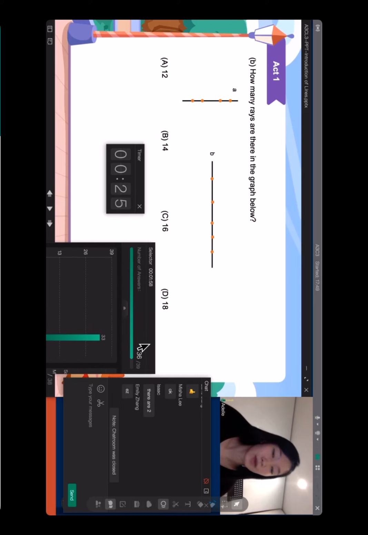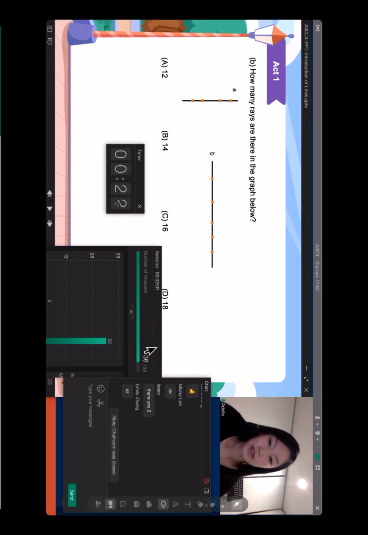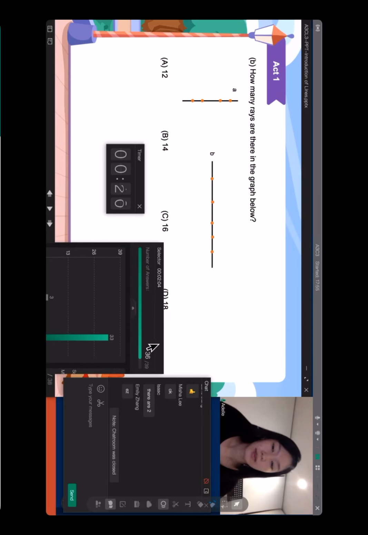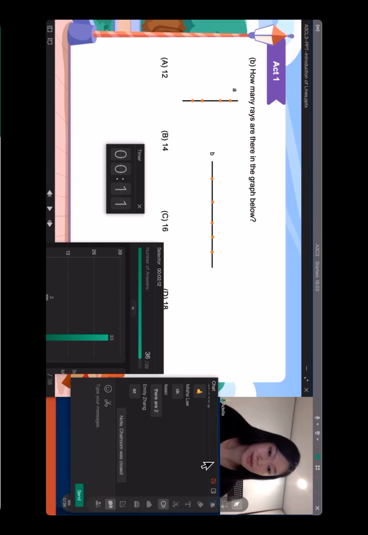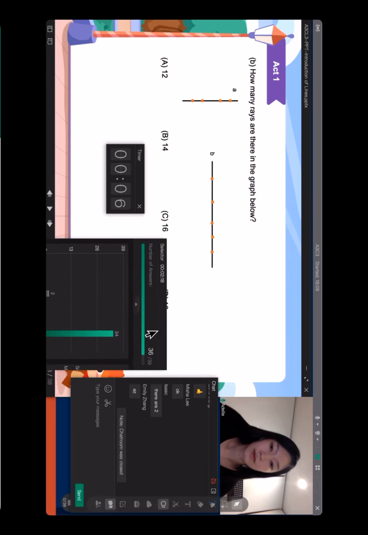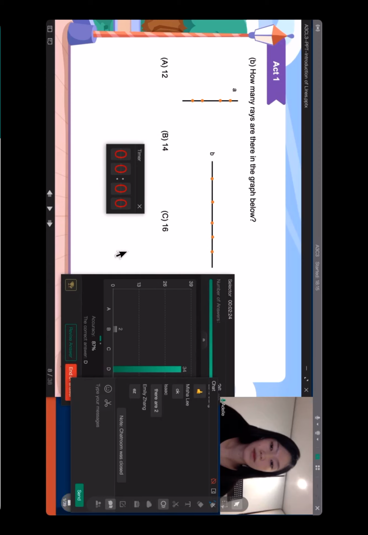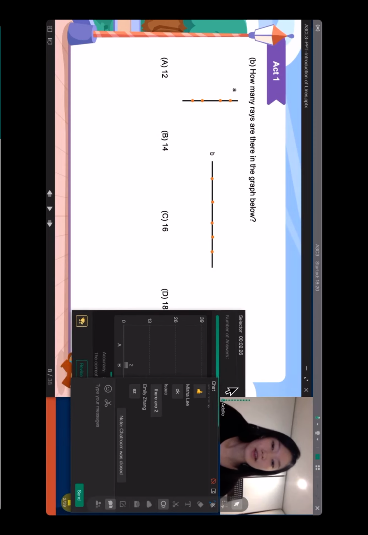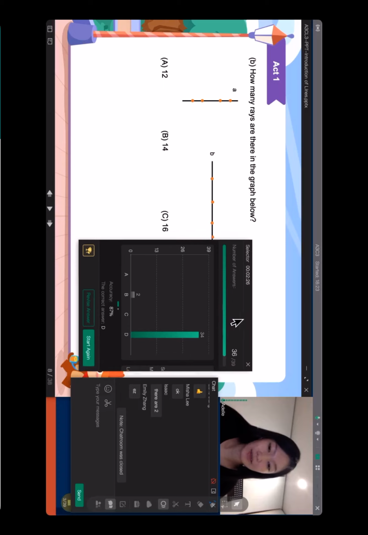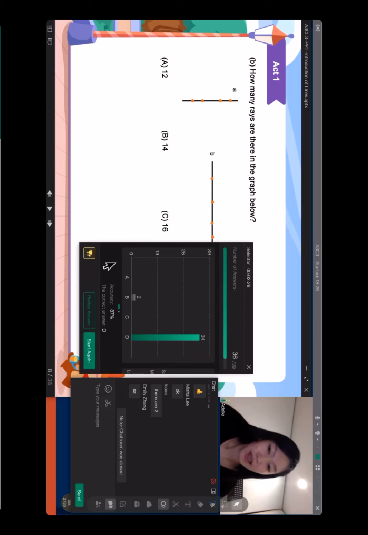Just about 20 seconds left. Make sure you pop down your answer before the timer ends, okay? So the correct answer for this question is D, which is 18 rays, okay? So good job. And we're gonna give you guys some rewards for answering this one correctly.